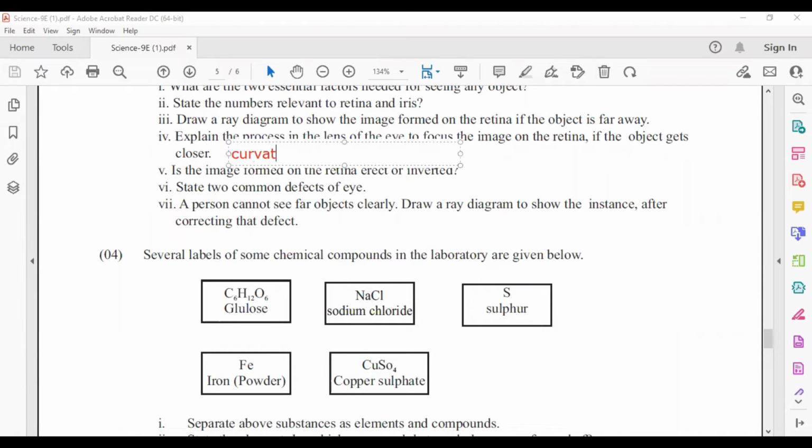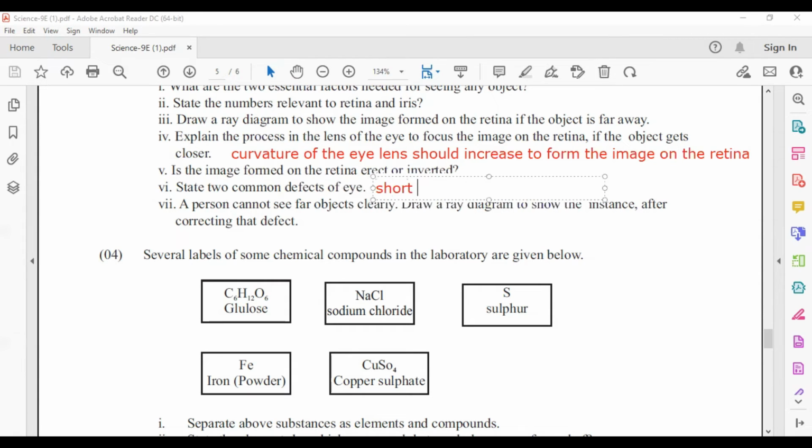The curvature of the eye lens should increase to form the image on the retina. Is the image formed on the retina erect or inverted? It is inverted. State two common defects of the eye: short sight and long sight.